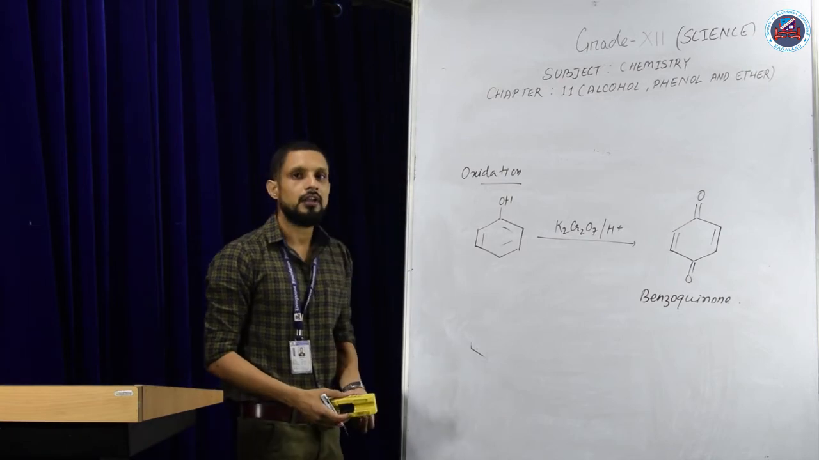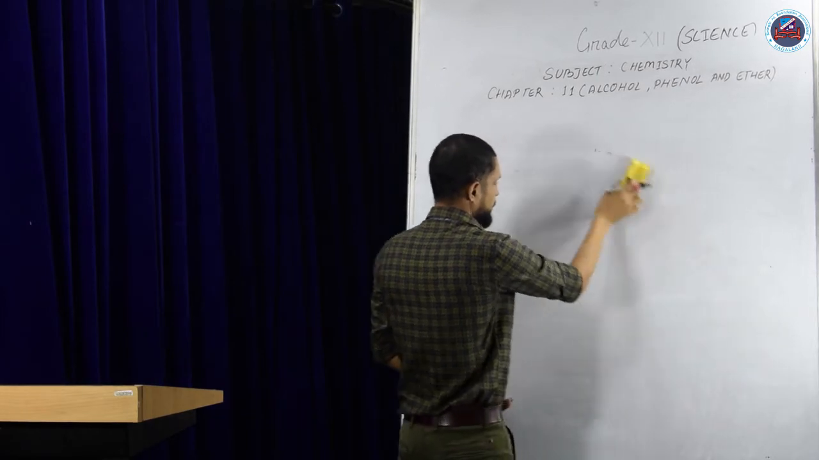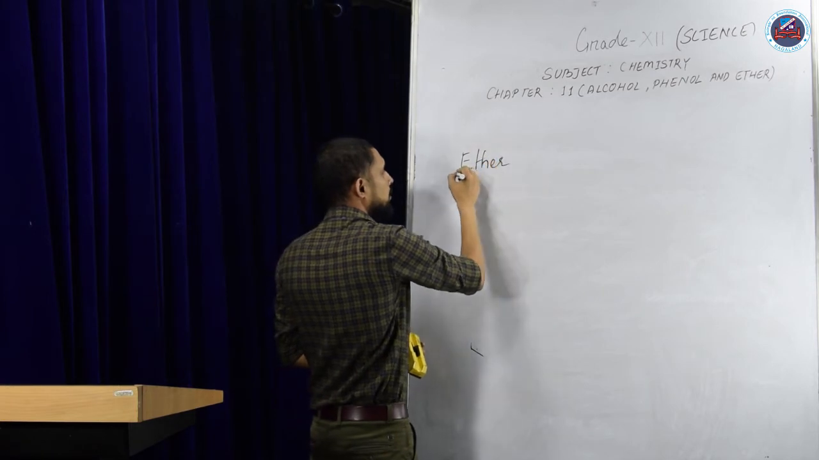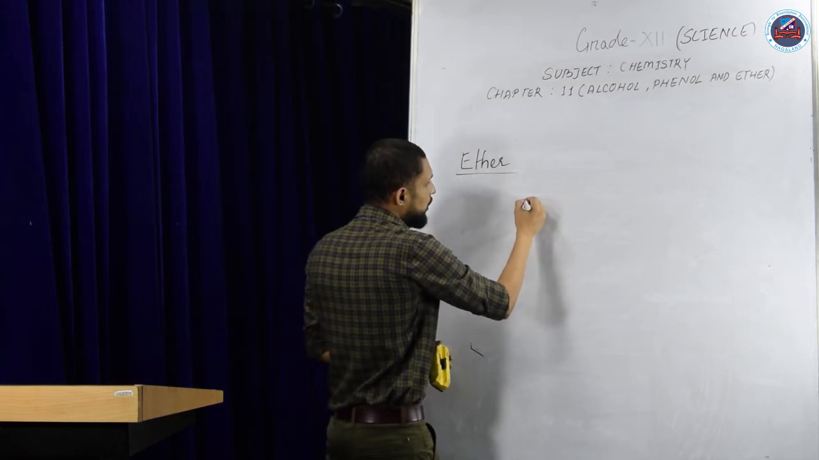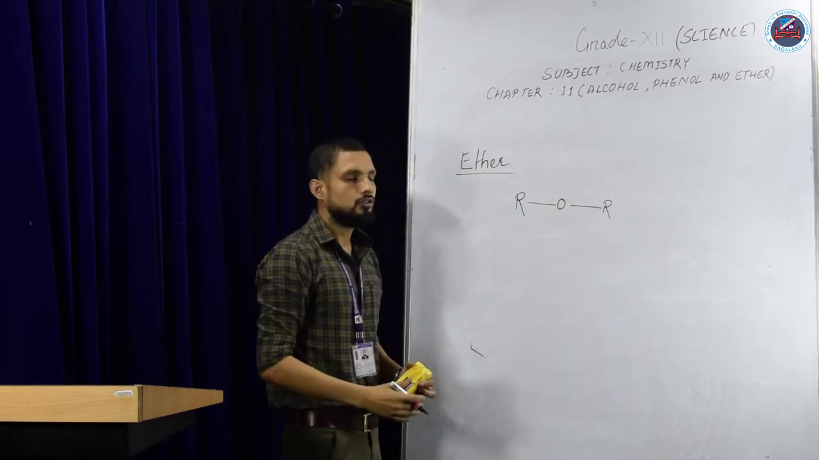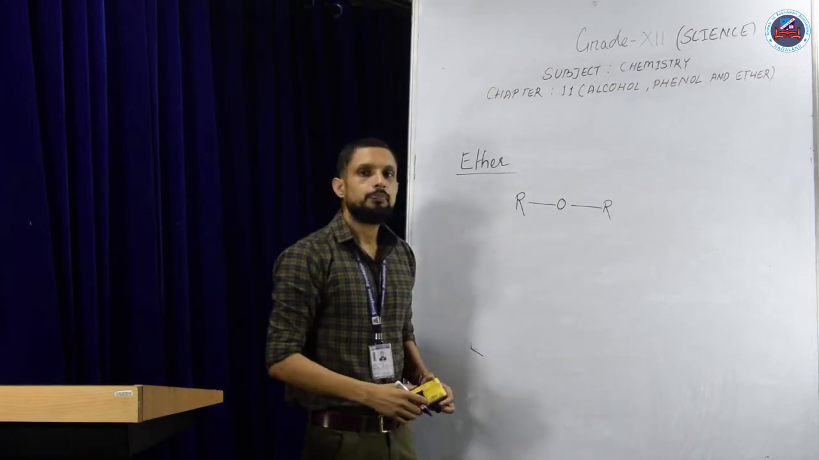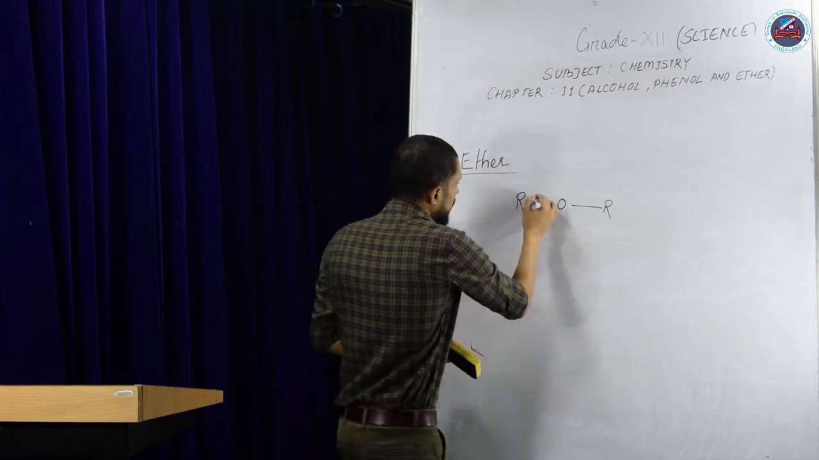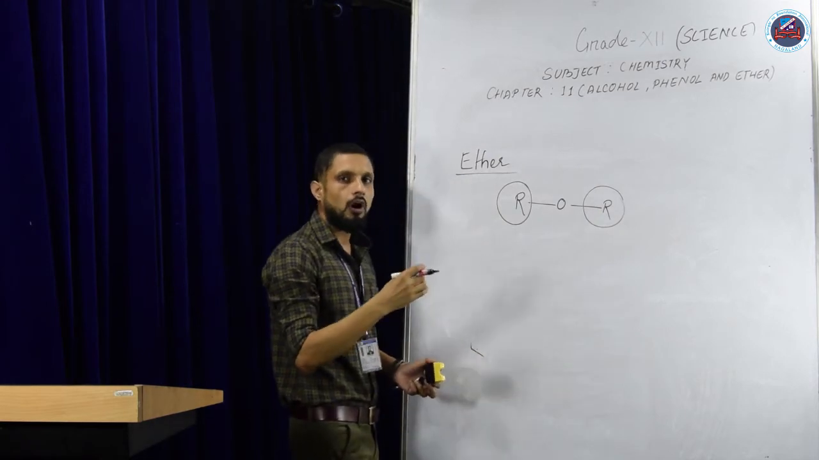Next, we'll study ether. Ether is a compound where two alkyl groups are linked to an oxygen atom. Now, this oxygen is known as ethereal oxygen. The two alkyl groups can be same or different.